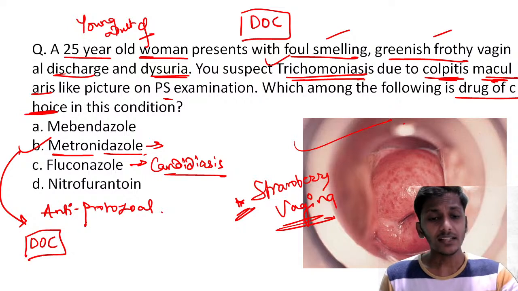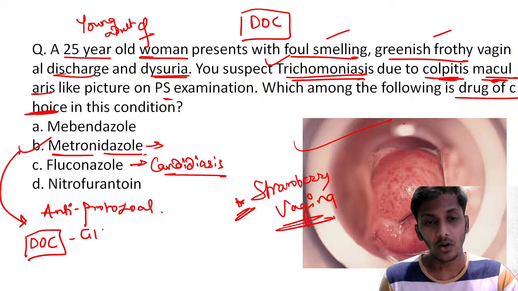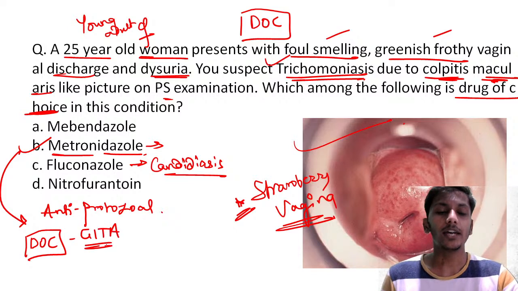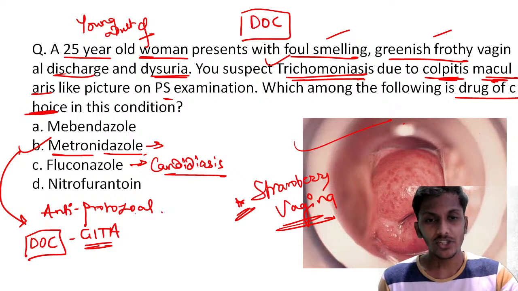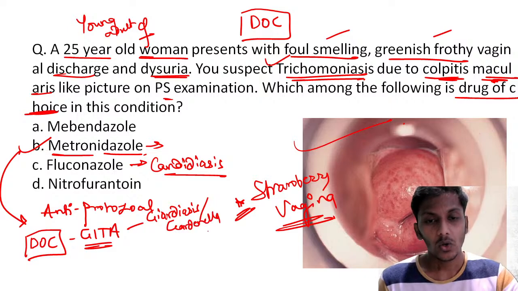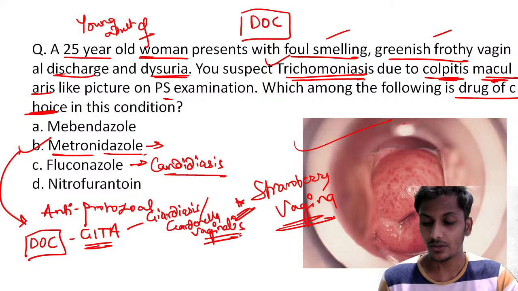Okay, the mnemonic for this is Gita. Please remember, metronidazole is the drug of choice in Gita, where G is for giardiasis. G is for giardiasis diarrhea. Then I is for, and also for Gardnerella vaginalis. And what does Gardnerella vaginalis cause? It causes bacterial vaginosis.